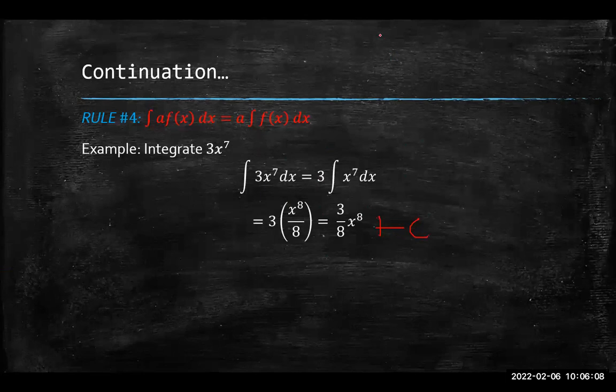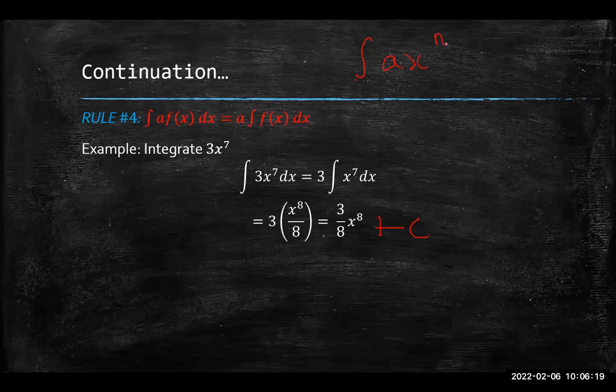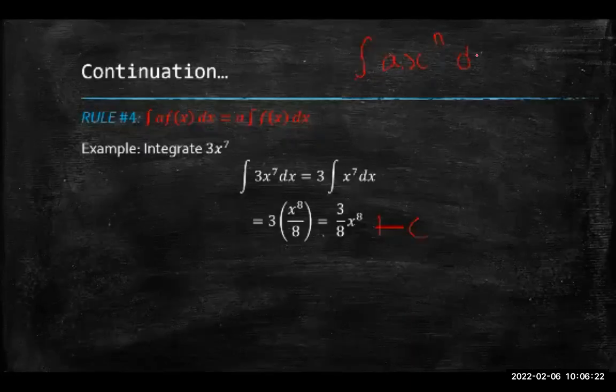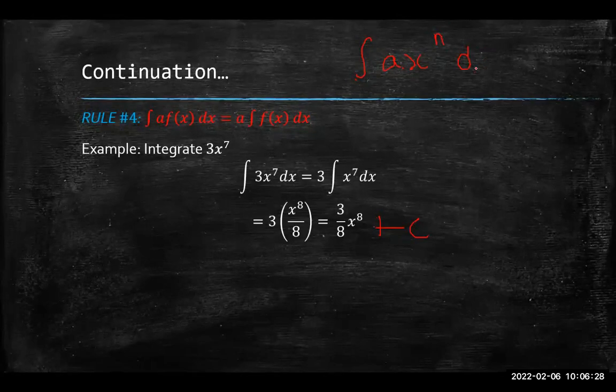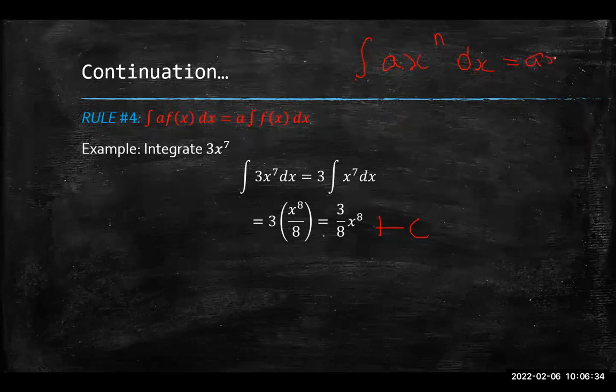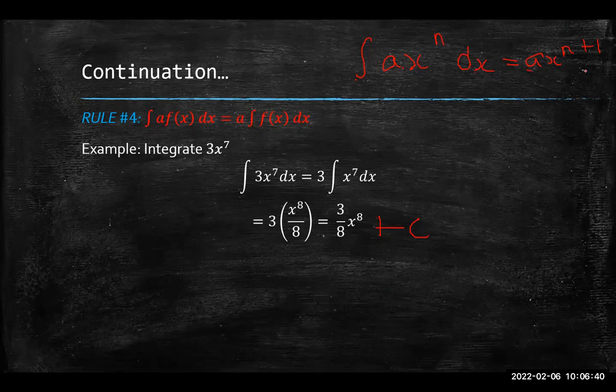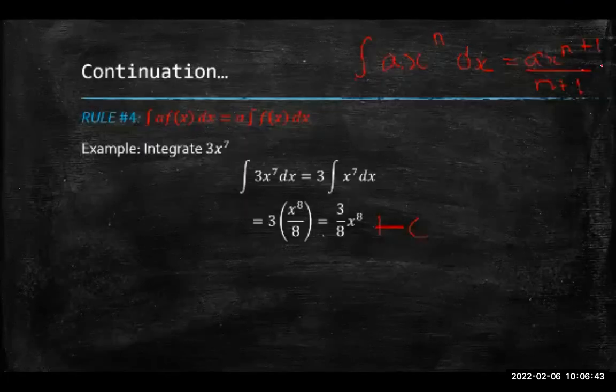Okay, so you could apply the rule of integration, of indefinite integration, the one that says the integral of ax to the power of n, dx. So this dx represents with respect to x. And to do this, we know the rule, right? ax to the power of n plus 1, and then this whole thing divided by n plus 1. And of course, because we're doing indefinite integration, you add plus c. So you could have applied that rule here.